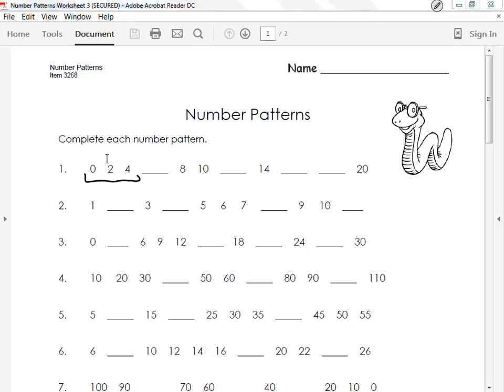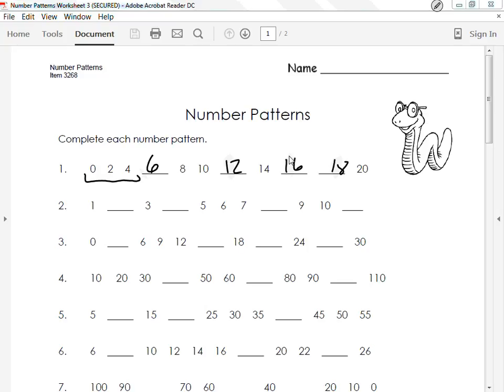From 0 to 2, I notice I skipped by 2. Right, I added 2. From 2 to 4, I notice I added 2. So each time I'm going to come over, I'm going to add by 2s. So I'm going to complete my list. I'm going to go 6, 12, 16, and 18. Notice that each time we added by 2.